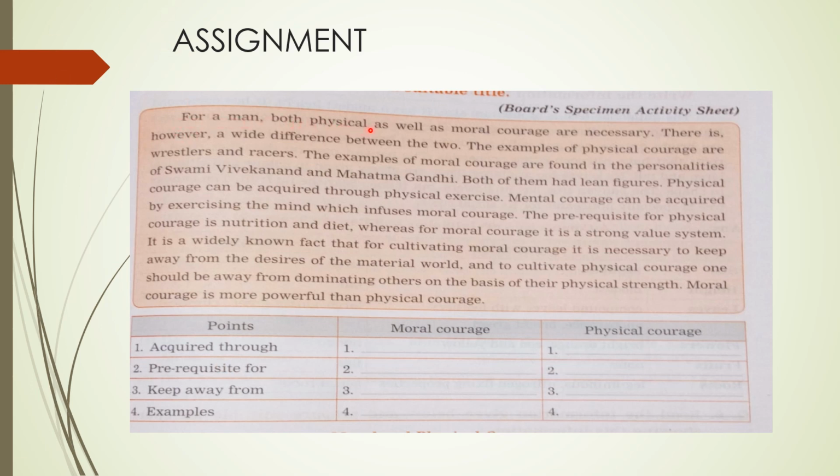For a man, both physical as well as moral courage are necessary. There is, however, a wide difference between the two. The examples of physical courage are wrestlers and racers. The examples of moral courage are found in the personalities of Swami Vivekananda and Mahatma Gandhi. Both of them had lean figures. Physical courage can be acquired through physical exercise. Mental courage can be acquired by exercising the mind, which infuses moral courage. The prerequisite for physical courage is nutrition and diet, whereas for moral courage, it is a strong value system.